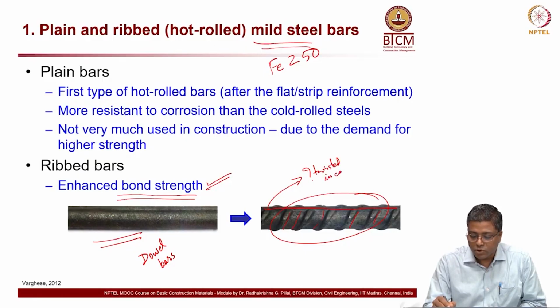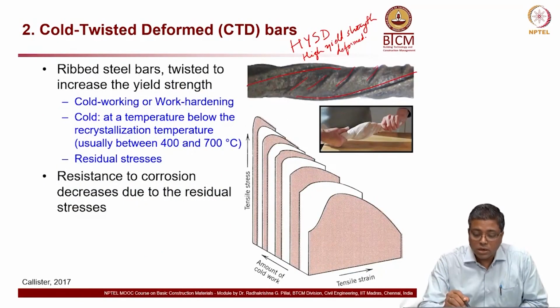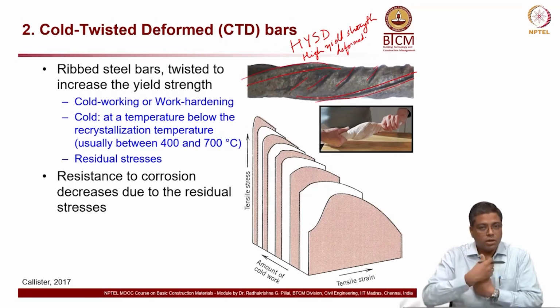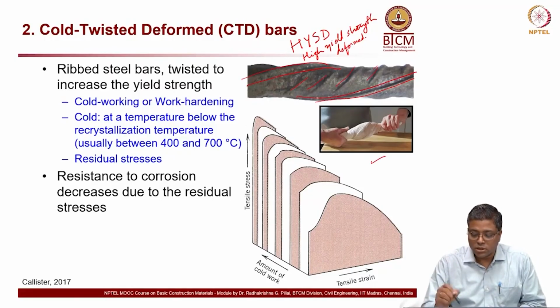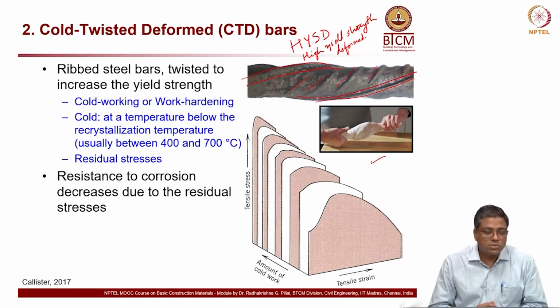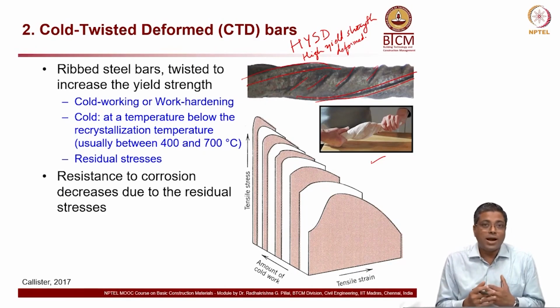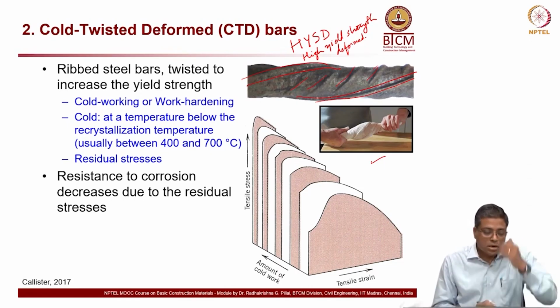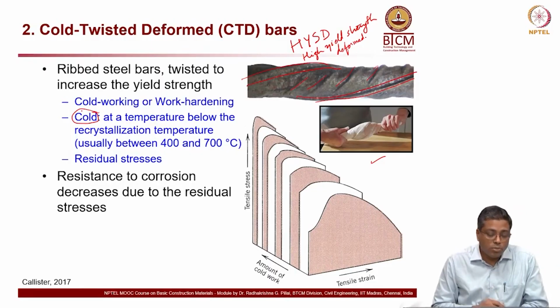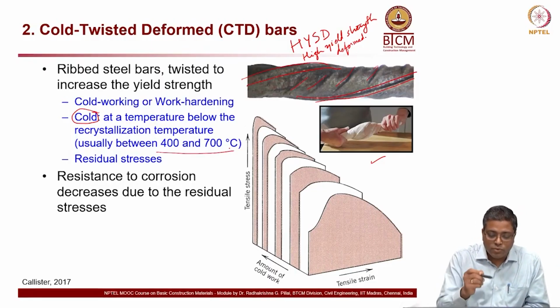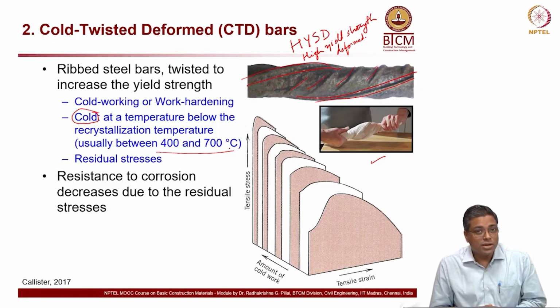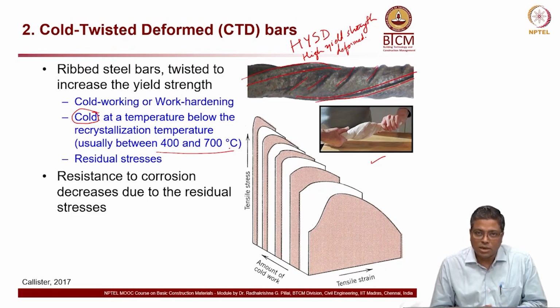It is twisted in the case of CTD. Now let's see how it gets twisted. You see here, this is what I am talking about. They are twisted just like when you twist a towel, as you can see in this picture. That is the process by which it is made. When we do this cold working, or work hardening, or strain hardening of these rebars, it's done at a temperature which is called cold, but not cold for you. That temperature is between about 400 to 700 degrees Celsius, essentially a temperature below the recrystallization temperature of the steel.